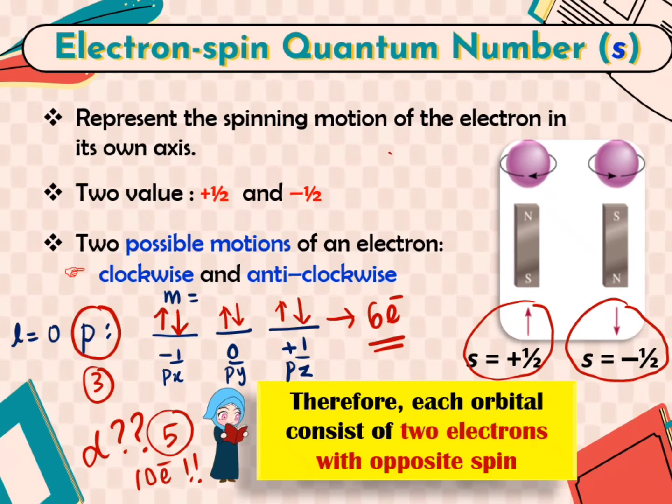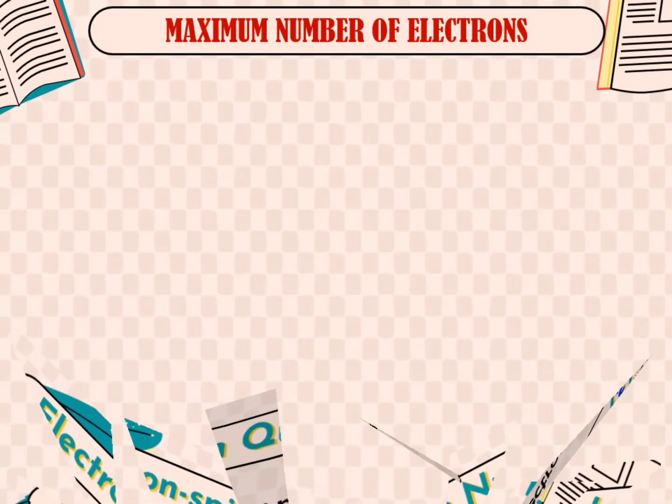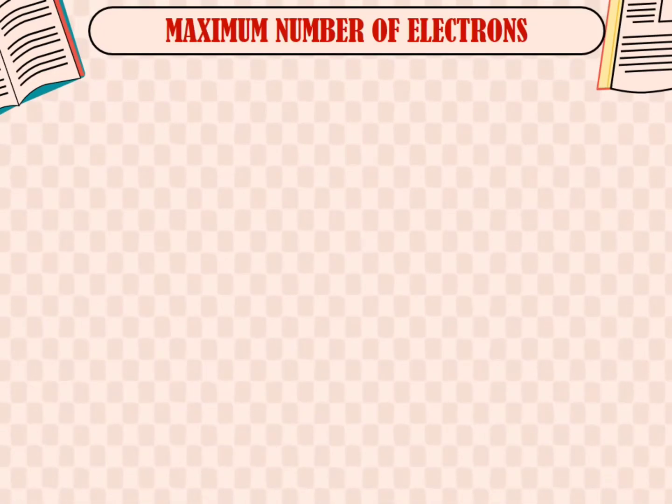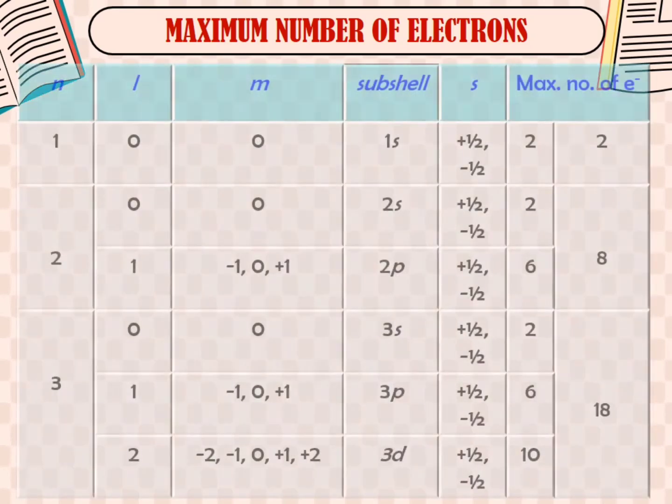Tapi kalau rumah S, macam mana? Rumah S cuma ada satu sahaja orbital, satu bilik. So bermaksud how many electron? Only 2 electron. Like that. Okay, so this is the maximum number of electron that you can fill in the orbital. Just now saya dah ajar, cuma ini kita summarizekan balik.